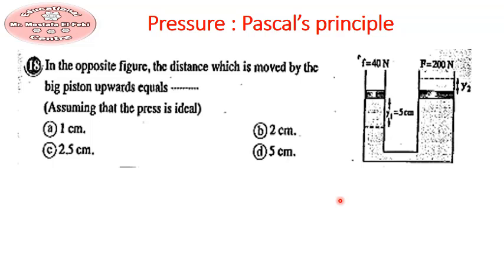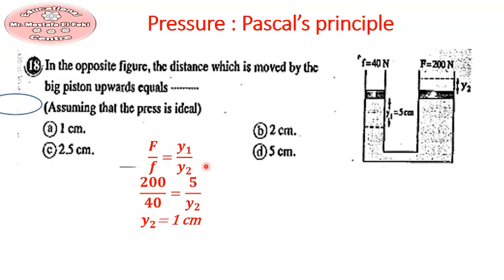In the opposite figure, the distance moved by the big piston upward equals? From the figure, the distance moved by the small piston is 5 centimeters. The force on the small piston equals 40, and the force on the big piston is 200 Newton. Since F capital divided by F small equals Y1 divided by Y2, then Y2 equals 1 centimeter.